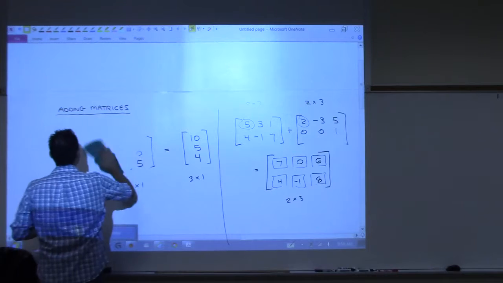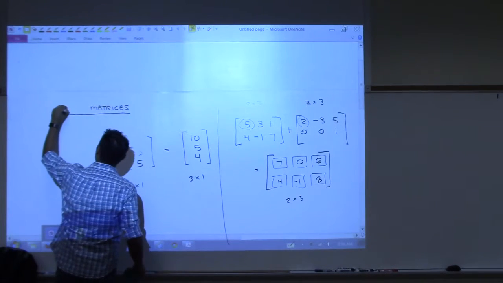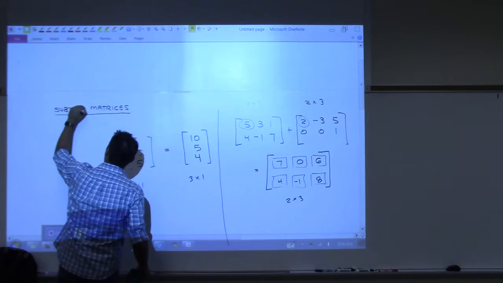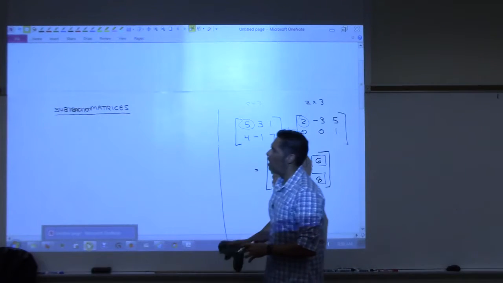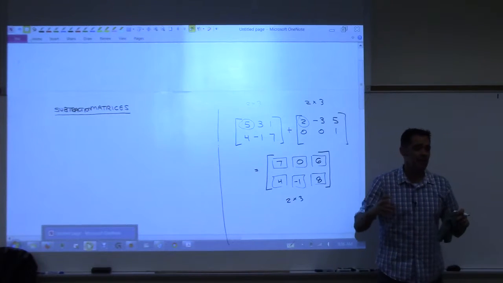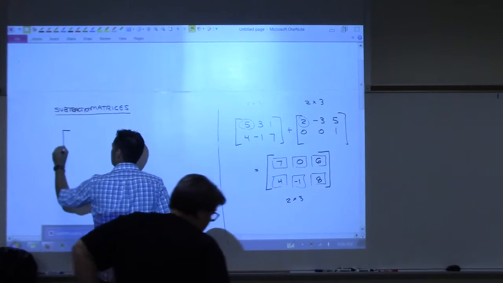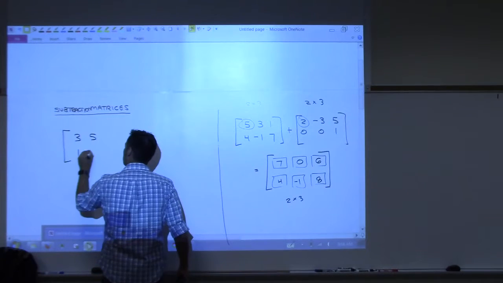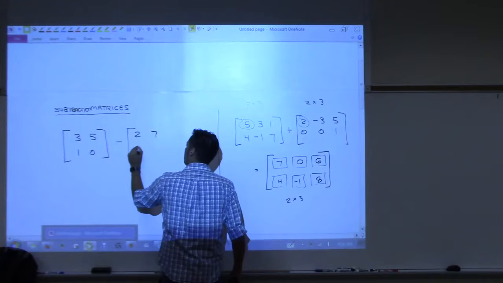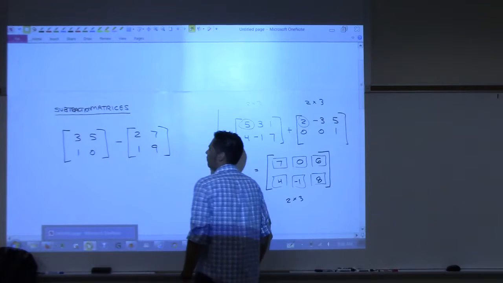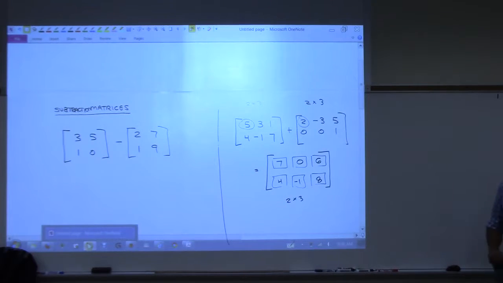All right, let's try subtraction. How do you think subtraction changes things? Not much, actually. We still have the same properties as we do with addition. We have to have the same dimensions. But you're just going to subtract instead of add. So let's do a little 2 by 2 here, 3, 5, 1, 0. Let's subtract from that 2, 7, 1, 9. I can subtract these, can't I? Yes. They're same dimensions, 2 by 2.